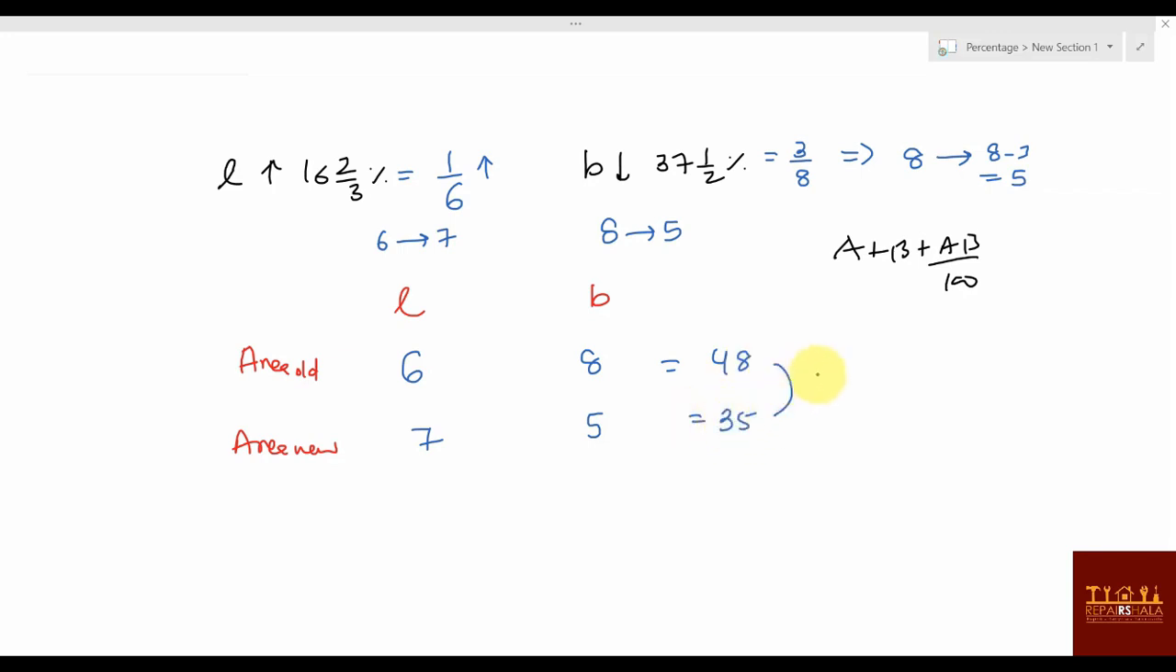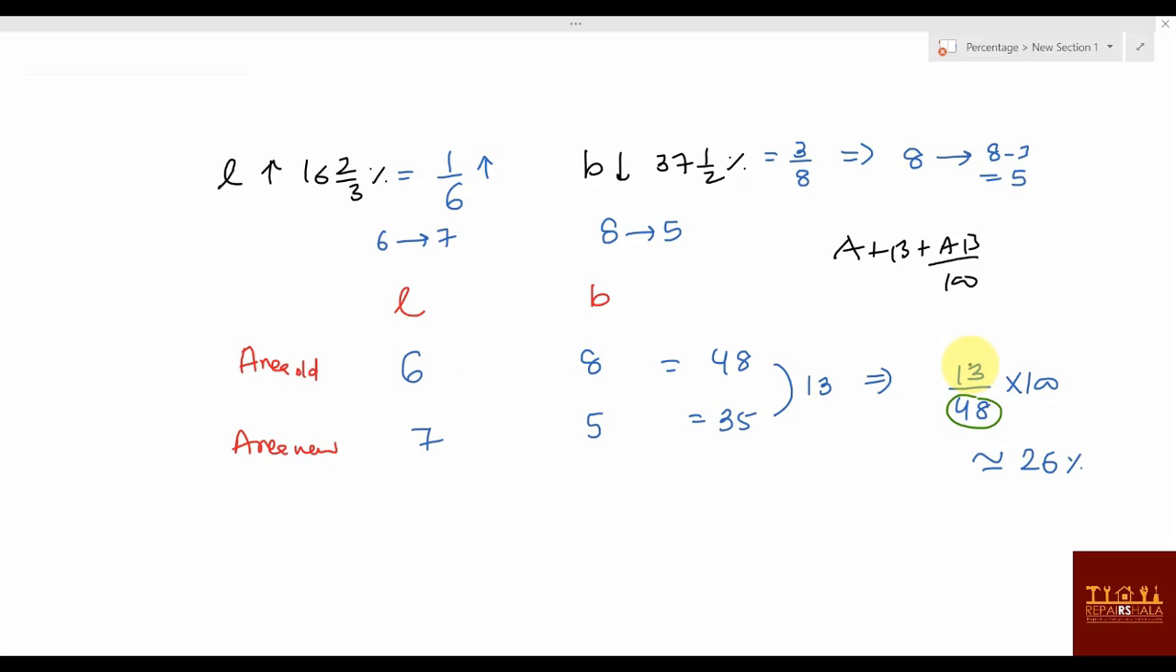How much reduction? 13. What you can say, this will be 13 by 48 into 100. Yes or no? It will be approximately equal to 26 percentage, and actually less than 26 percentage. Why will it be less than 26 percentage? You can say this 48 is actually approximately equal to 50. You can say approximately 26, but will not be equal to 26.